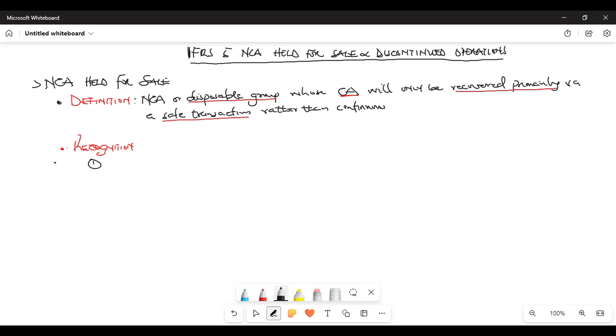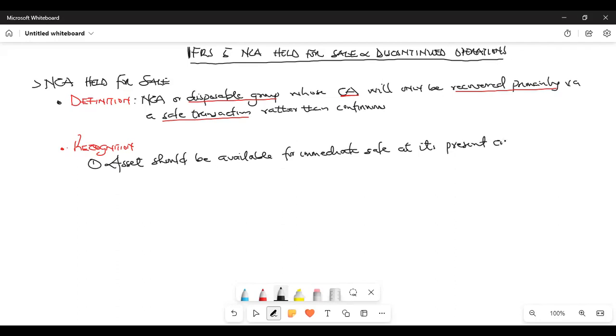Now, what you're supposed to understand is that if something is held for sale, what are the things that can make us know that these people are not going to use the asset, but they are really going to sell it? Recognition criteria number one is that the asset should be available for immediate sale, and please, the word is immediate. Immediate sale. Let me add, at its present condition.